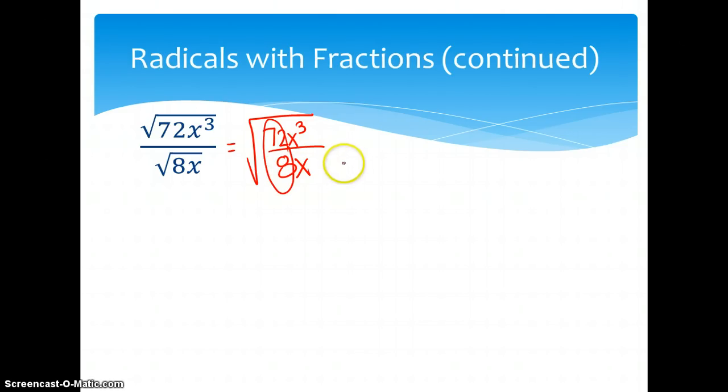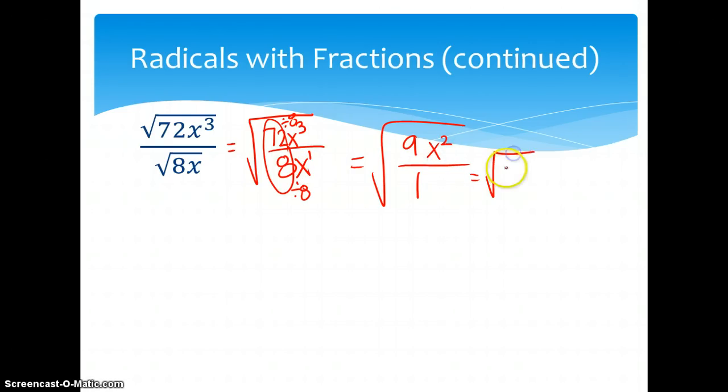So 72 over 8, both of those are numbers that divide by 8. If you divide 72 by 8, you get 9. 8 divided by 8 is 1, so we'll place the 1 in the denominator. If we look at the x's, they can cancel. What's our rule for division and canceling like bases? We're going to subtract. So x to the third minus 1 would be x to the second. So we're left with the square root of 9x to the second, which is much simpler to take the square root of than our original problem.